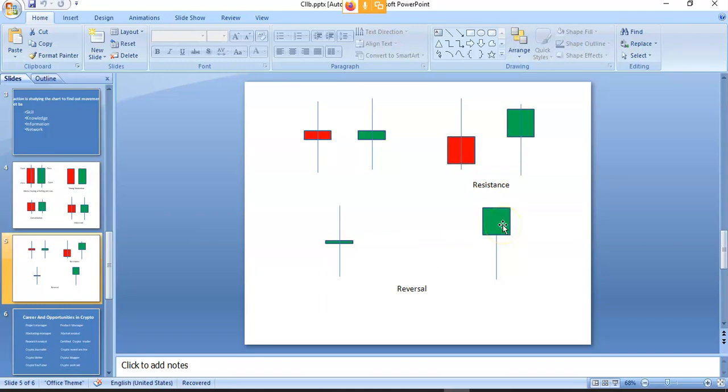Here is what is called the hammer. It can be either red or green. Whichever one it is, just know that they are the same pattern and have the same function.